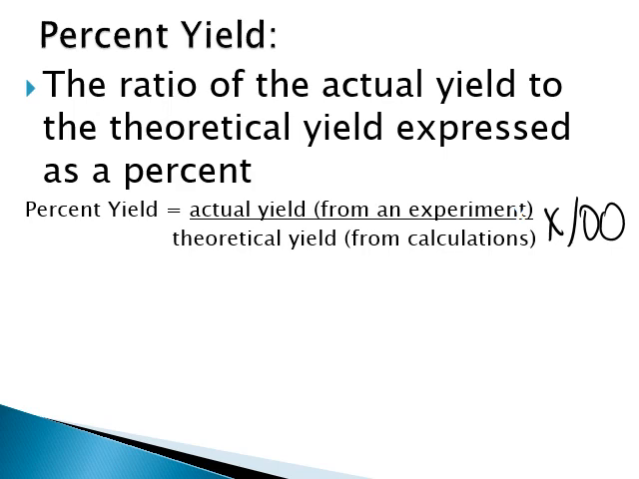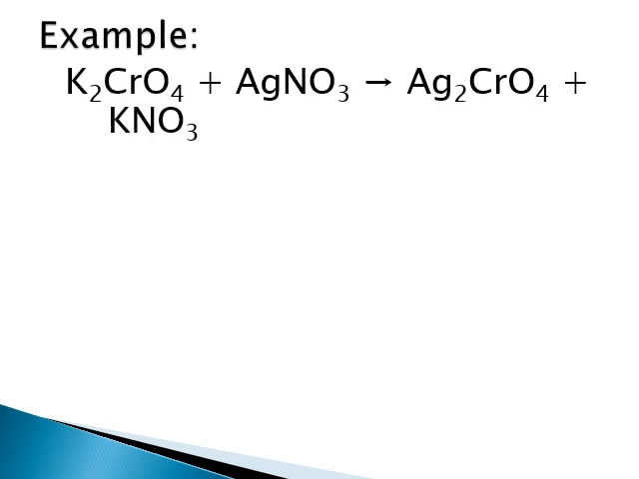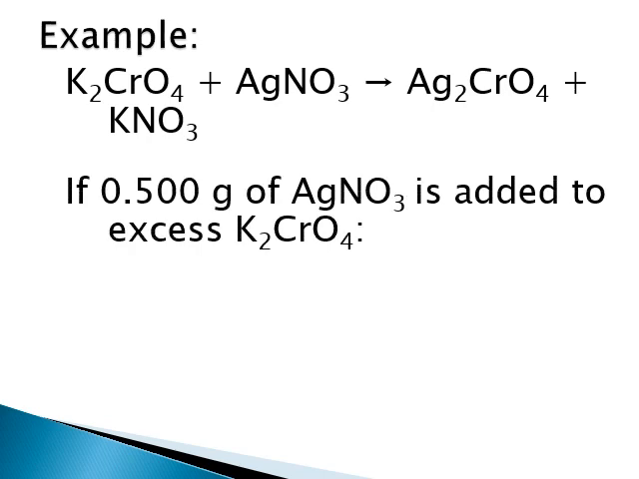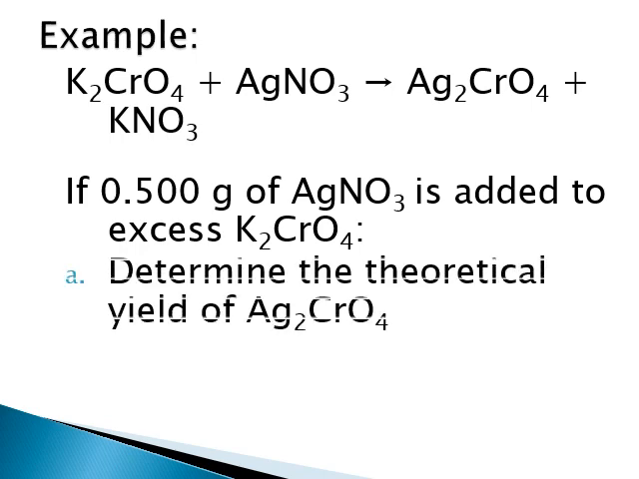Okay, we're going to do an example. Here's our equation, and here's the question. If 5.500 grams of AgNO3 is added to excess K2CrO4, determine the theoretical yield of silver chromate. So first thing you always check is to make sure this is balanced, and it's not. So we need a 2 here and a 2 here.